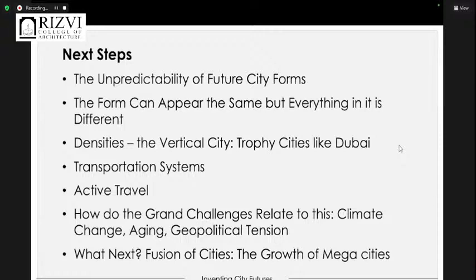Now, the other thing I've not talked about, but I'm sure will be talked about briefly in this conference, I know it's in the conference notes, are the grand challenges that relate to this: climate change, ageing, geopolitical tension, and so on. And the idea of what happens to all of these things when cities begin to fuse. Now, at that point, I want to stop.